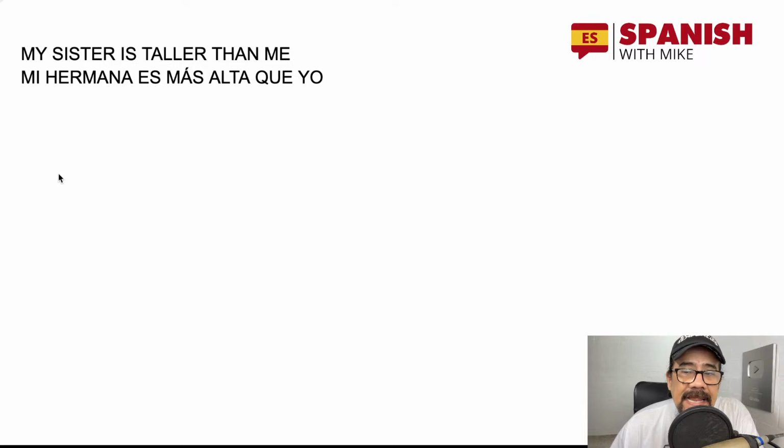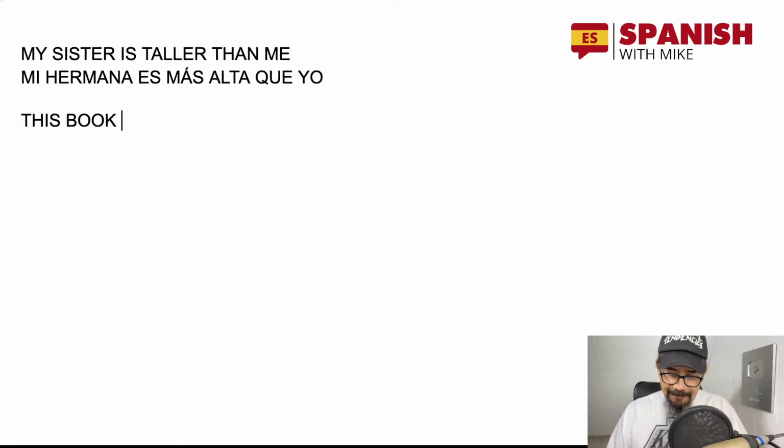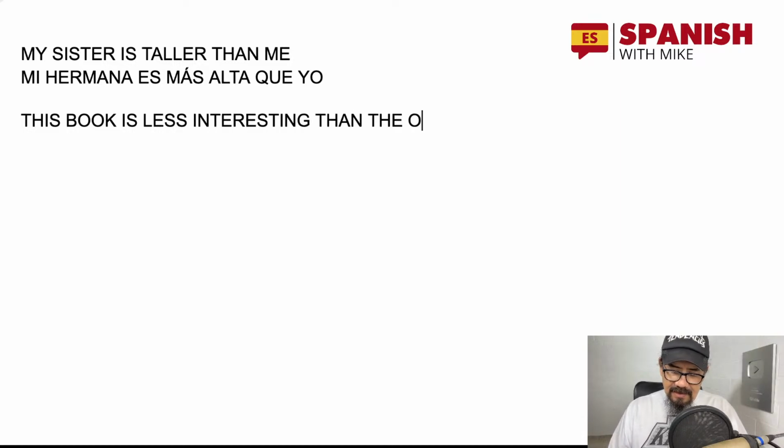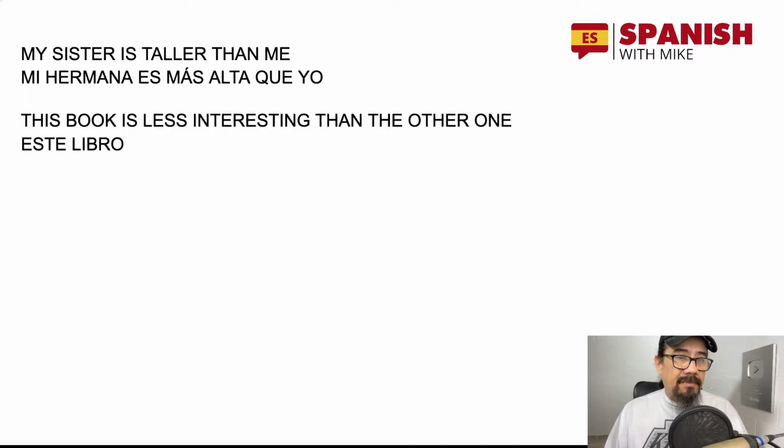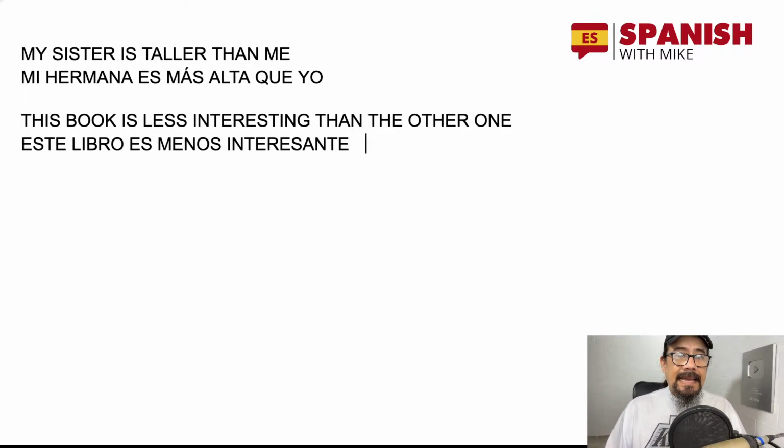This book is less interesting than the other one. This book is less interesting than the other. Again, este libro, subject number 1, es, in this case, less, menos, adjective, interesante, que, subject 2, el otro.